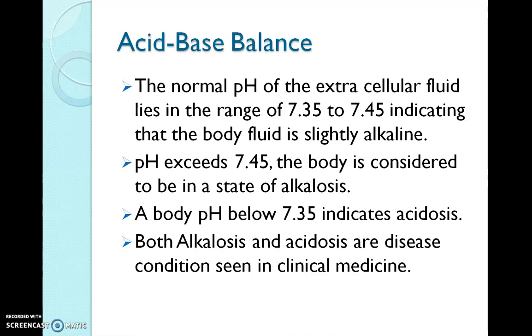Any tendency of the pH of the blood to deviate towards the above conditions is dealt with by three physiological mechanisms. One is buffering by chemical means, the second one is respiration, and the third one is excretion into the urine by the kidney.